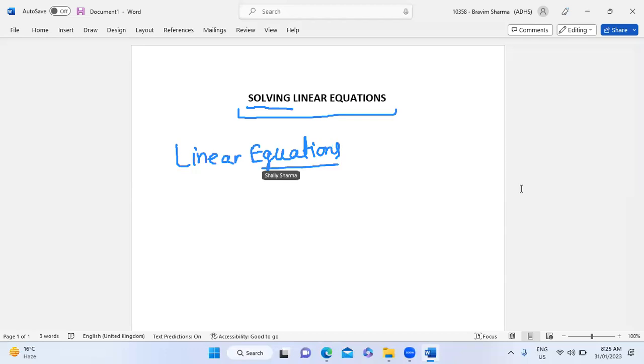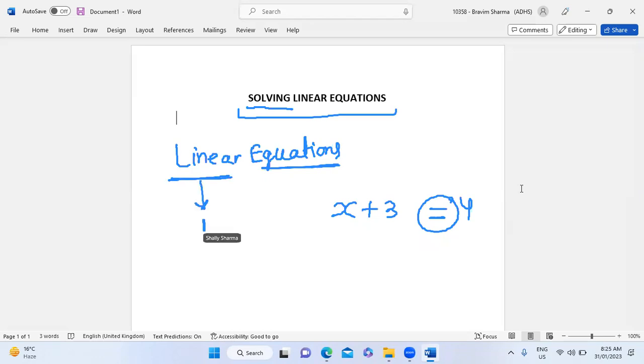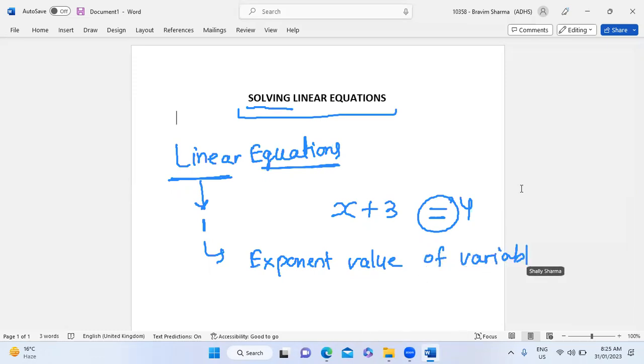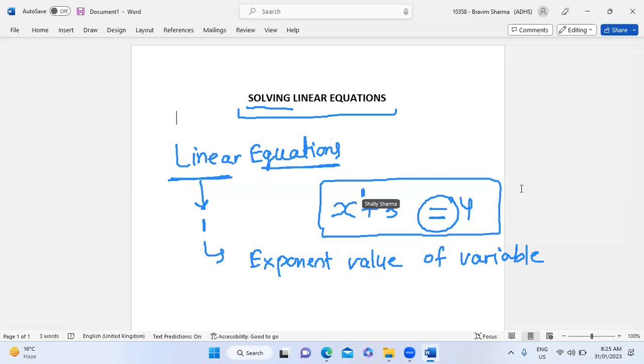First of all, equation means one algebraic expression which has an equal to sign. For example, I am writing x plus 3 equal to 4. So this is an equation because of this equal to sign. Then linear equation: linear stands for 1. But what is 1? This 1 is the exponent value of the variable used in the equation. So if in an equation, the exponent value of the variable is 1, we call it a linear equation.